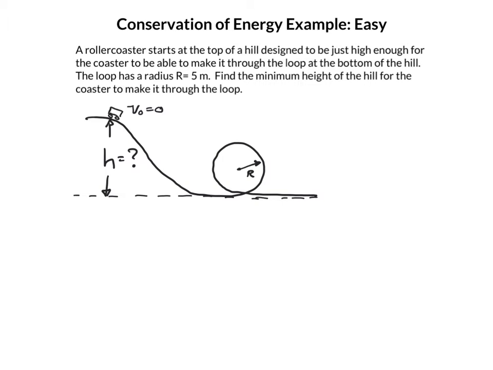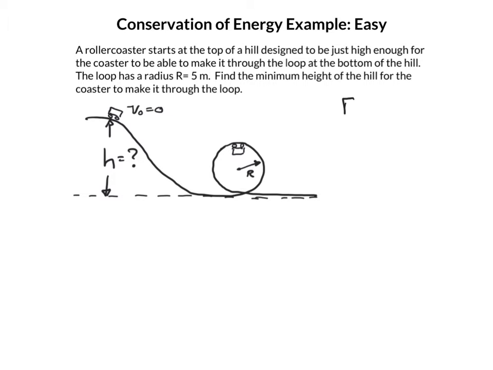Here's a conservation of energy example that I consider to be easy. We have a coaster starting at the top of the hill. The coaster has an initial velocity of 0. It's on a hill of height h. It's h that we wish to find, and we wish to find it such that when the coaster is at this spot at the top of the hill, it just barely makes it through that spot.